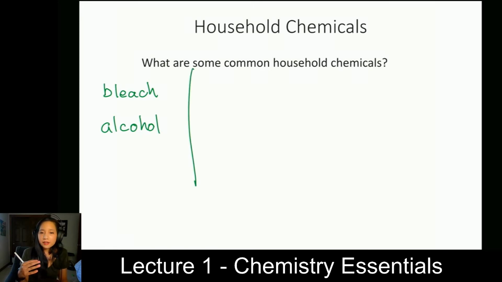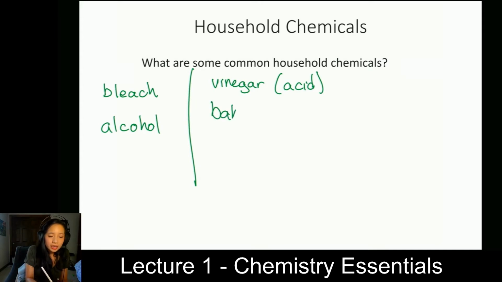Let's think of some other things that are also considered chemicals that aren't as bad sounding as bleach and alcohol. Things like vinegar. When you smell vinegar, that distinctive smell is actually the chemical acetic acid. So you can think of vinegar as an acid. If you make a salad dressing or you make pickles, you are utilizing the chemical acetic acid when you use vinegar.